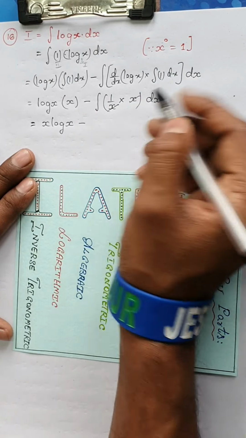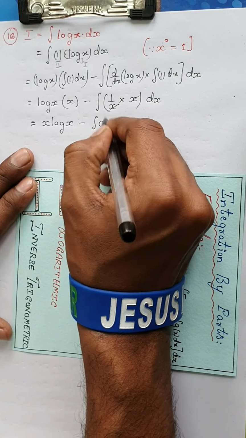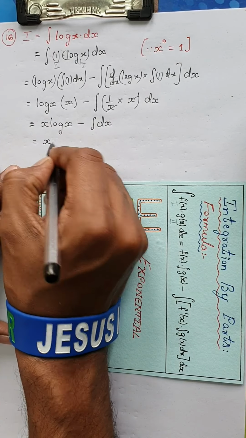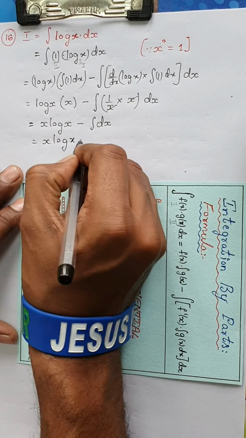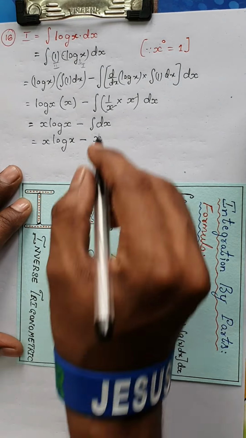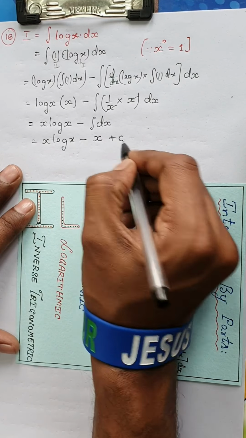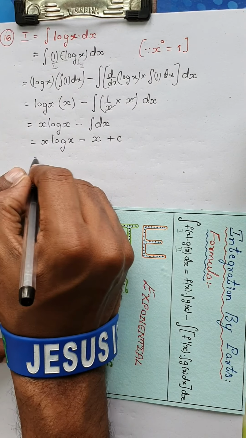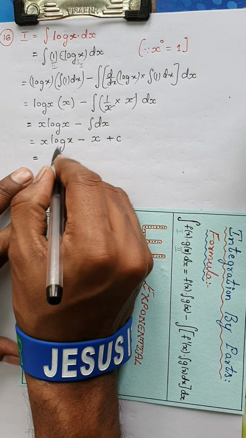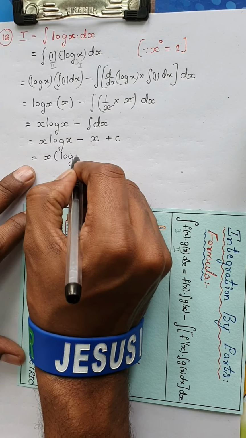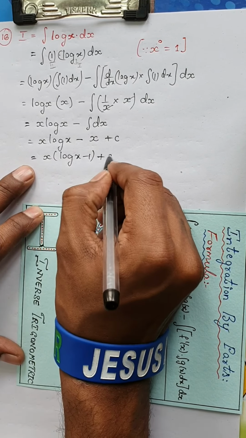Minus, and here x and x cancel, you are just left with the integral of dx. So this is nothing but x log x minus the integral of dx, which is x, plus c, the constant of integration, and this is the final result. If you want, you can write it in this way: take x common in both the terms, and you can write it as x times (log x minus 1) plus c.